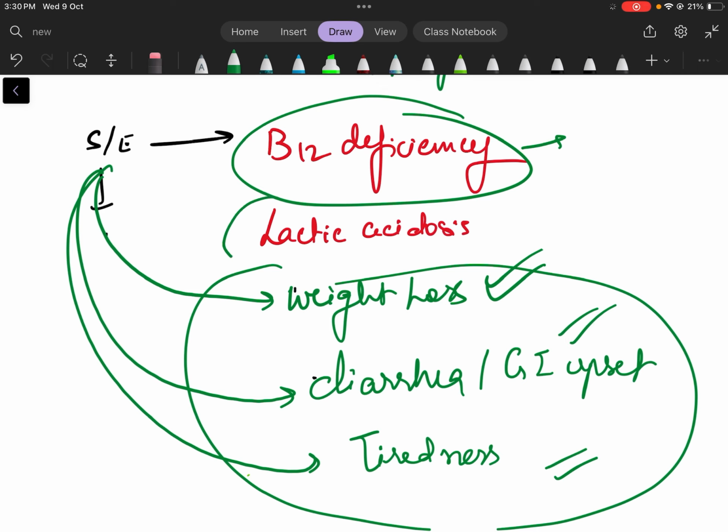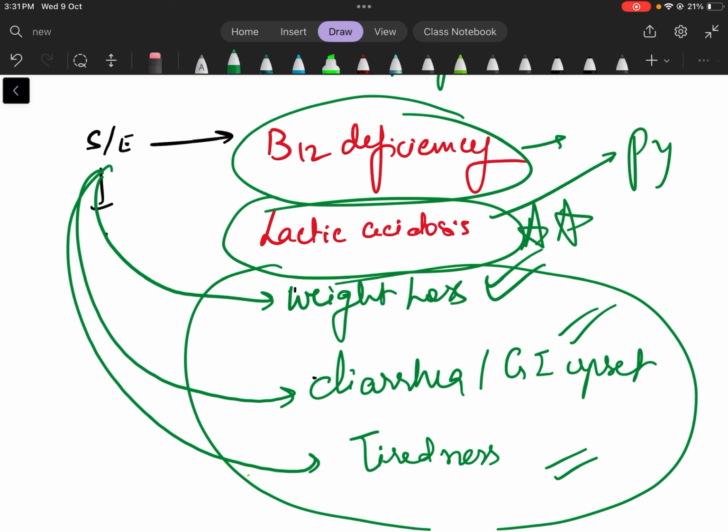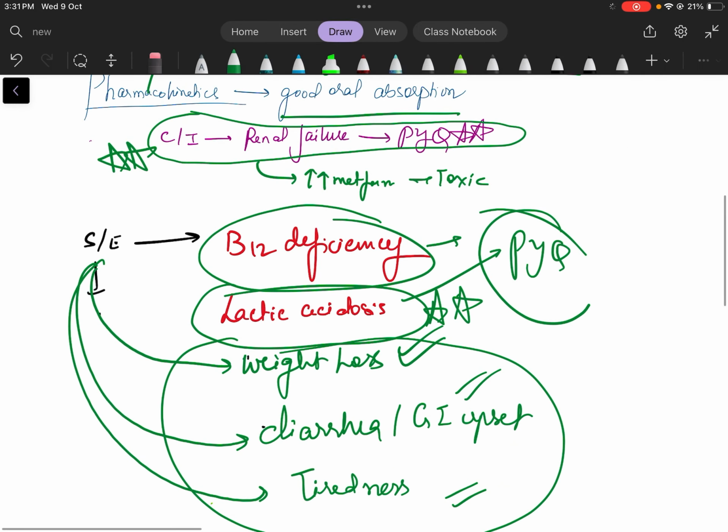And one of the rare side effects which is seen with metformin happens to be lactic acidosis. This also has been asked. Both of these questions have been asked in your NEET as well as INI. These are PYQs which are extremely important. And even it's quite important clinically.